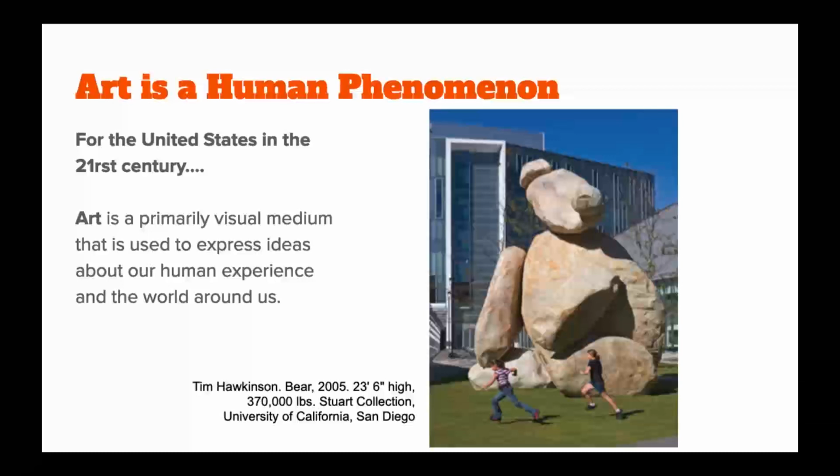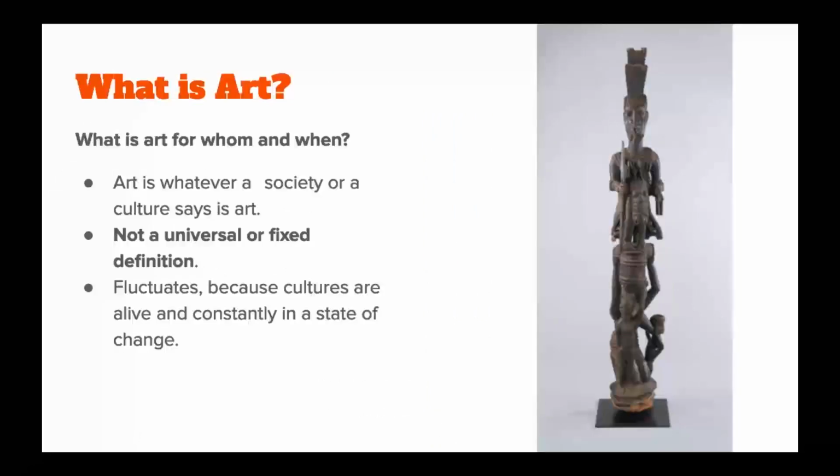And in our culture, we see art as a visual medium that is used to express ideas about the human experience and the world around us. Art can be very different, like I've shown you. It can be whatever society or culture says is art. It's not universal and it is not fixed. And it can fluctuate because cultures are alive and constantly in a state of change.